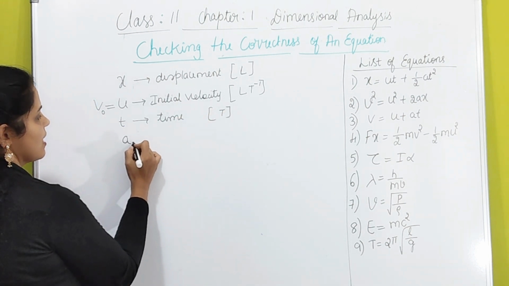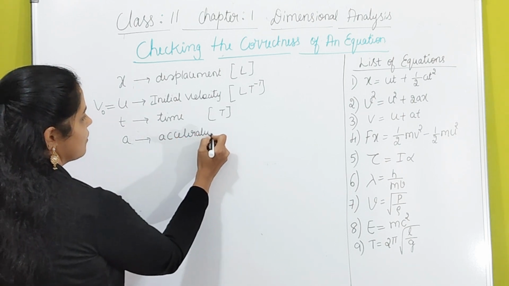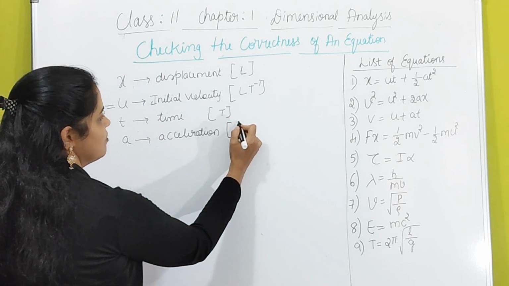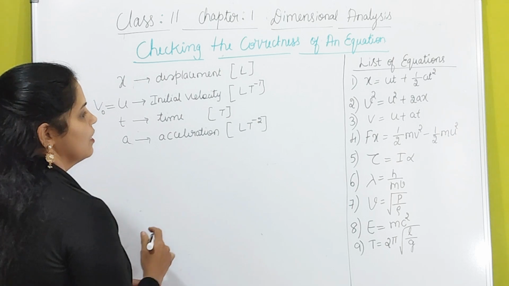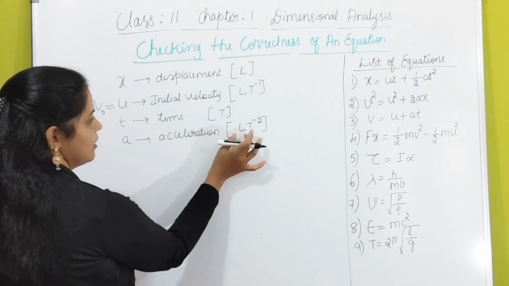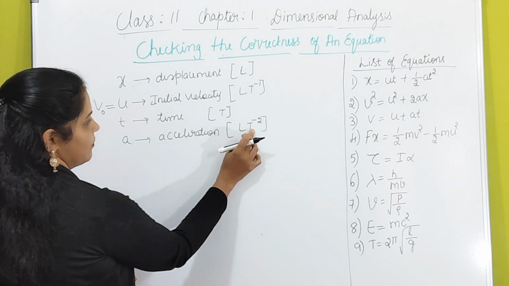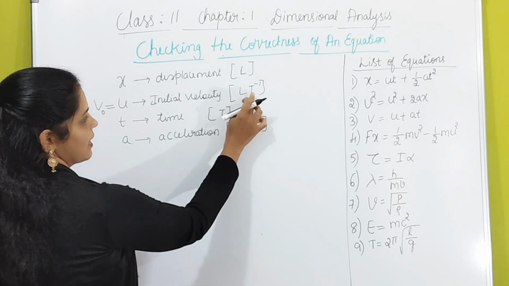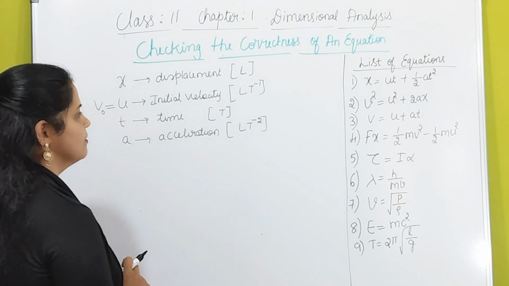And the next term is acceleration. Acceleration is the rate of change of velocity by time. So therefore the dimensional formula is L t minus 2, meter per second square. Even if you know the SI unit, then you can easily write the dimensional formula. So meter per second square, right? Velocity is meter per second. Meter means length. Second is time, right?